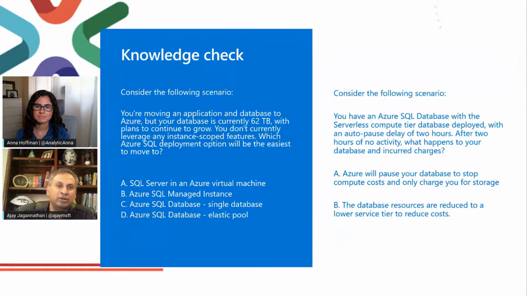So as you heard recently, Hyperscale is a deployment choice, which is a single database option, and that can go up to 100 terabytes. So now you can pick either A or C, but considering that you don't need any instance scope features, which is listed as a requirement, you can easily move it to Hyperscale, because that way you don't have to worry about management of the environment as well as end of support. So I would pick C for the first question. Awesome. Thanks, Ajay.